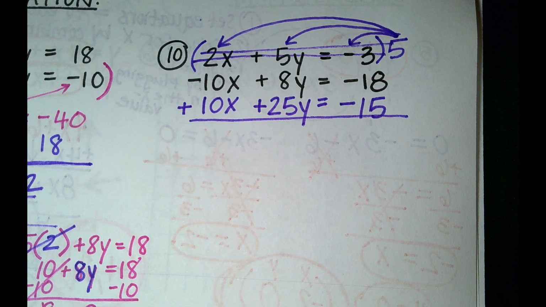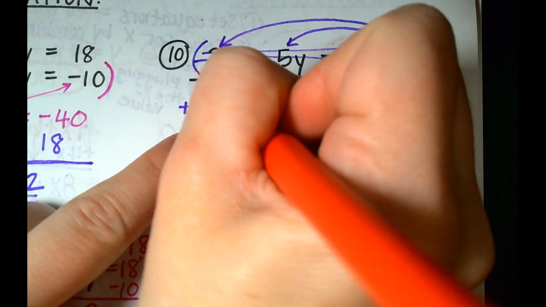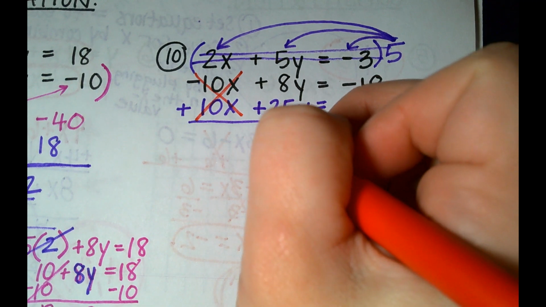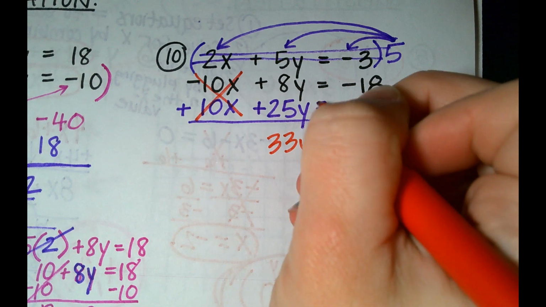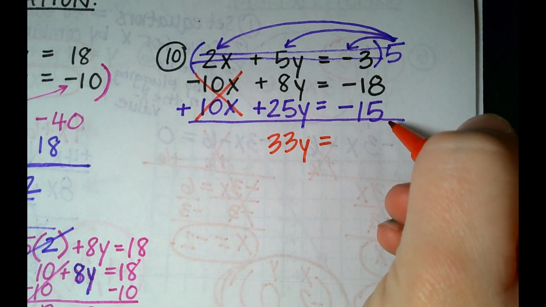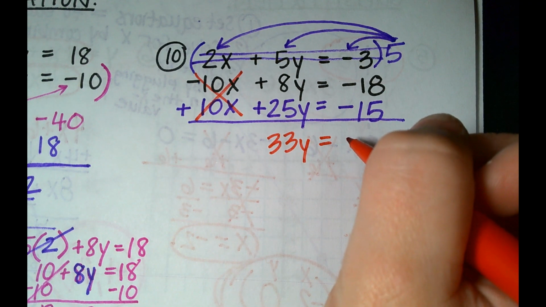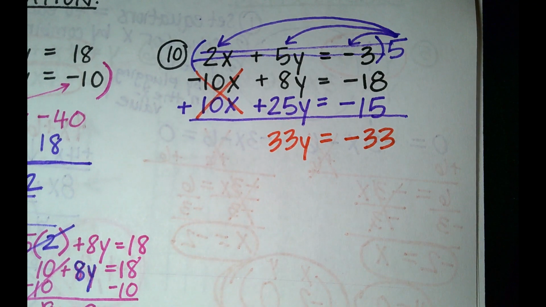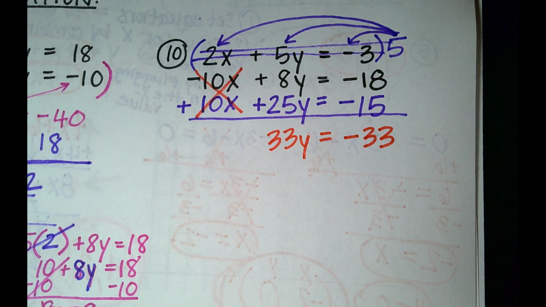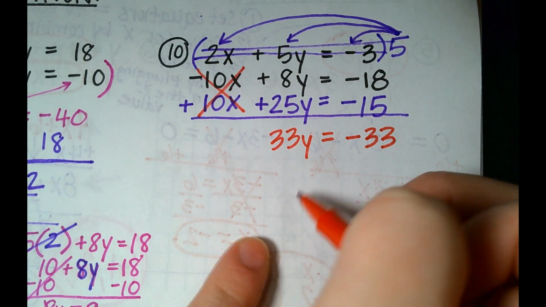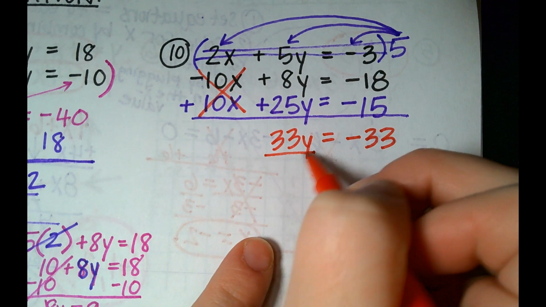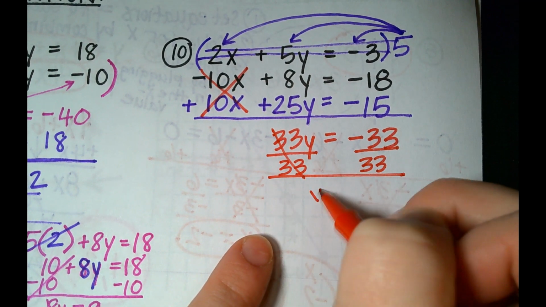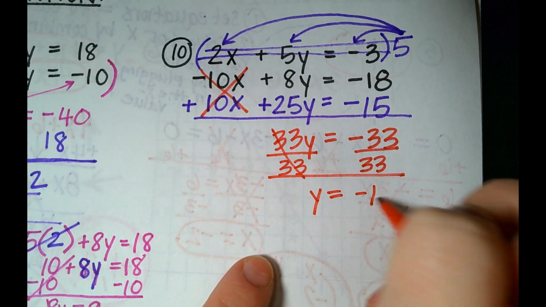So what happens here? My 10x's cancel. 8y plus 25y, 33y equals, almost negative 33. That's all right. So I've got 33y equals negative 33. Now what? Good. Divide by 33. And we get y equals what? Negative 1.